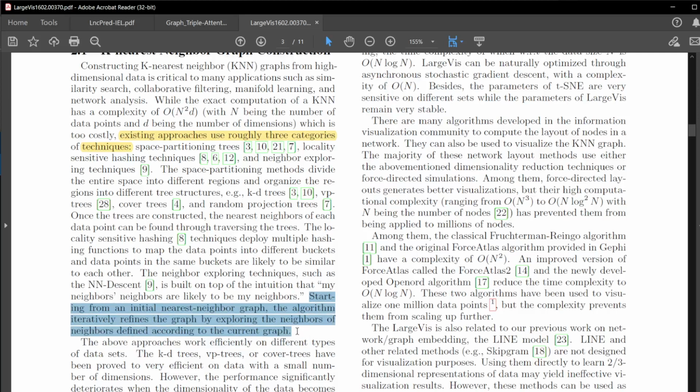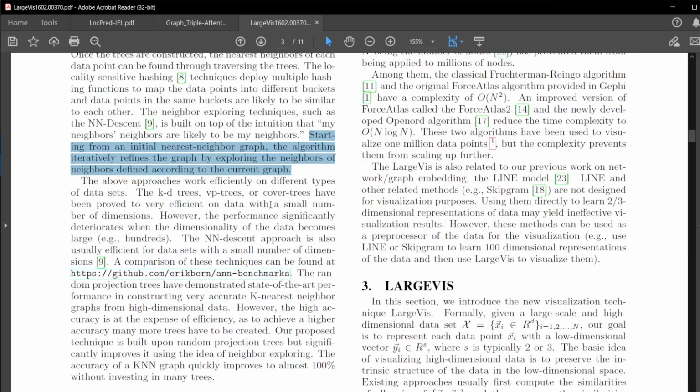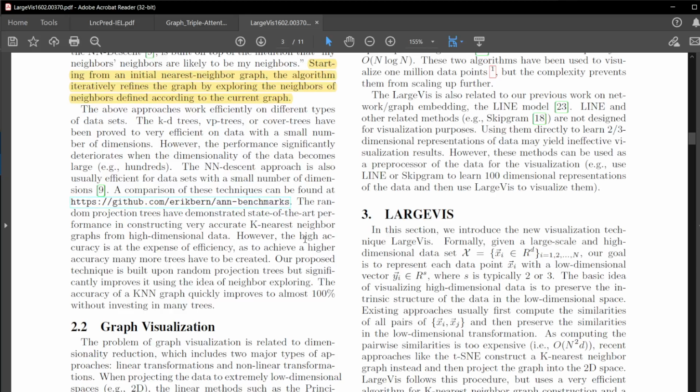The above approaches work efficiently on different types of data sets. The KD trees, VP trees, or cover trees have been proved very efficient on data with a small number of dimensions. However, the performance significantly deteriorates when the dimensionality of the data becomes large, for example, hundreds. The NN descent approach is also usually efficient for data sets with a small number of dimensions [9]. A comparison of these techniques can be found at https://github.com/erikbern/ann-benchmarks. The random projection trees have demonstrated state-of-the-art performance in constructing very accurate k-nearest neighbor graphs from high-dimensional data.